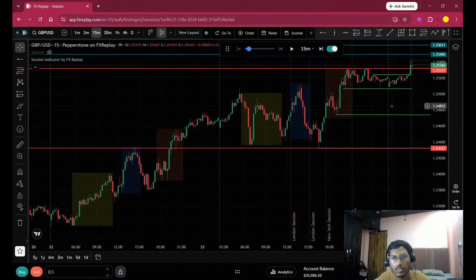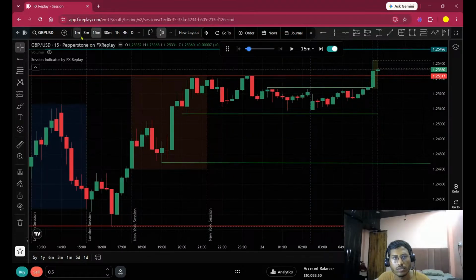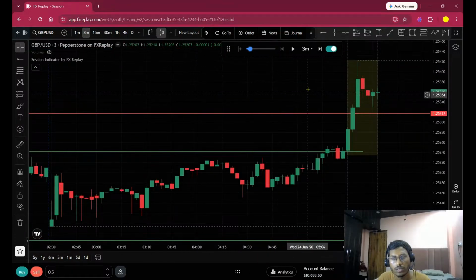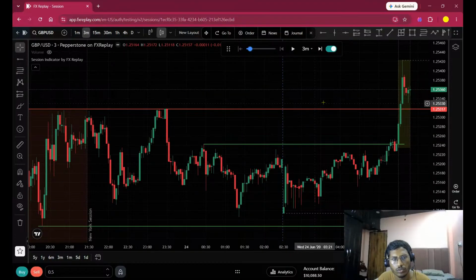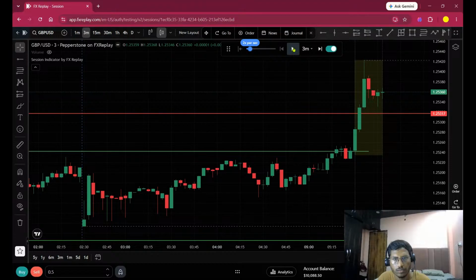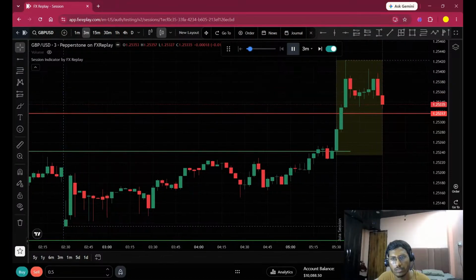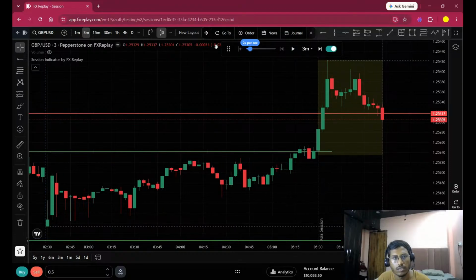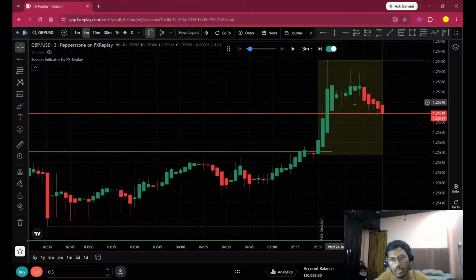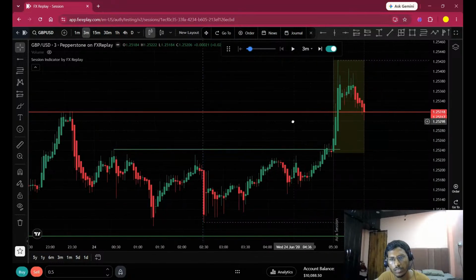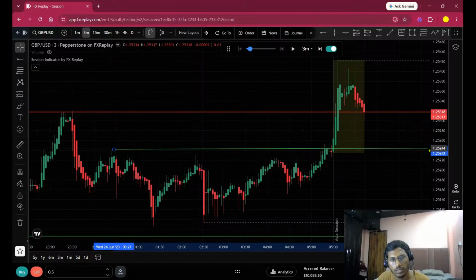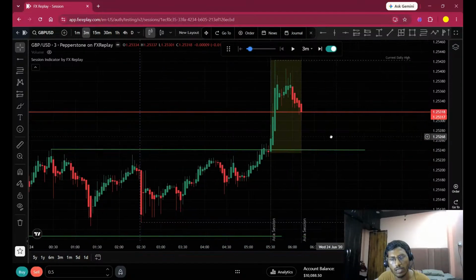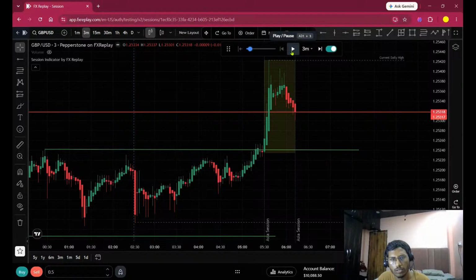Okay, so I want to mark a tap here, this zone, and then it should go up. Okay, so I will wait. Okay, it tapped. Now I will switch to the Heikin Ashi, and if it gives me any blue candle, I will go for the buying side.